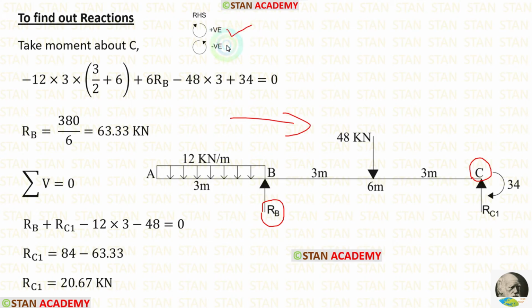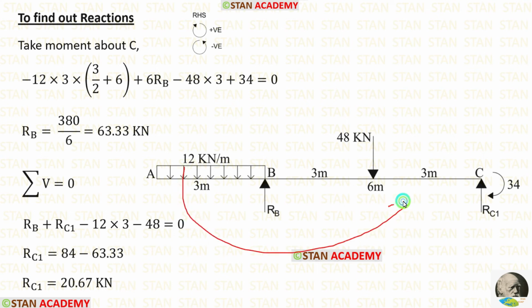Clockwise will be positive and anti-clockwise will be negative. This UDL 12 kN per meter is acting towards the point C in the anti-clockwise direction. So it will be negative. The distance is 3. So minus 12 into 3.